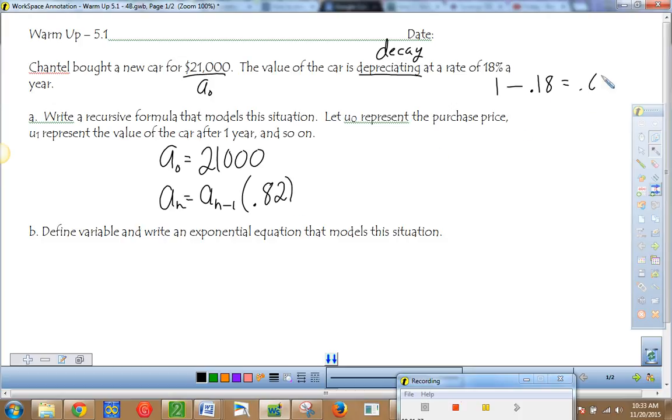And actually, what's interesting is sometimes you'll see the equation written as 1 minus 0.18 in here instead of them simplifying it. I like it simplified because I just think it makes my life a little easier. You actually can leave it as 1 minus 0.18.